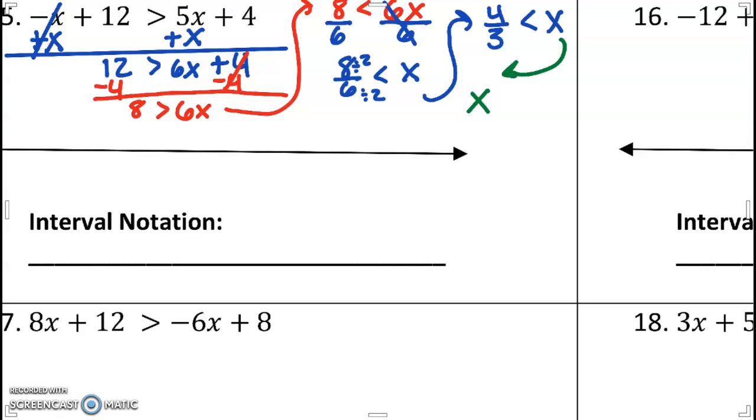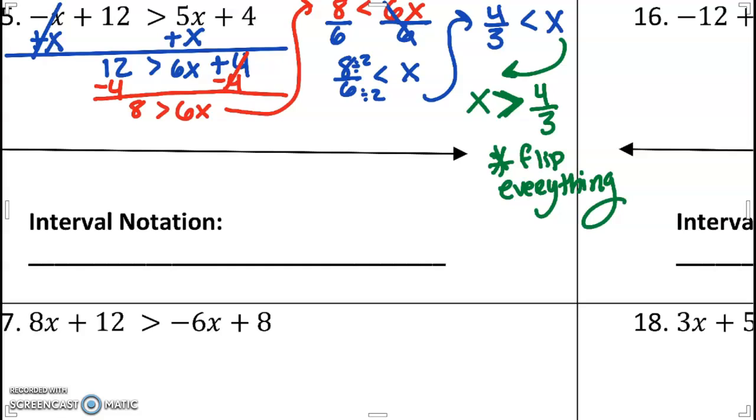If I flip my x and my 4/3, I also have to flip that sign. The open mouth still has to be going towards the x. If I flip them, I flip the sign. So I write a little asterisk here that says flip everything. I've also been using the word switch, so it's your choice. What's your favorite?